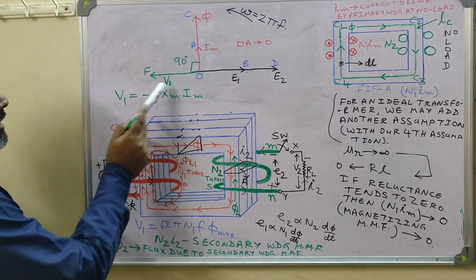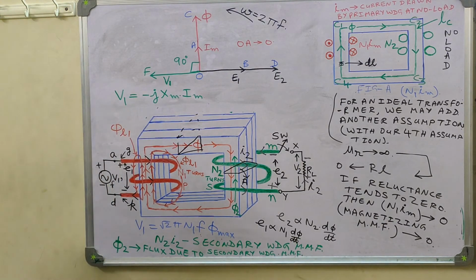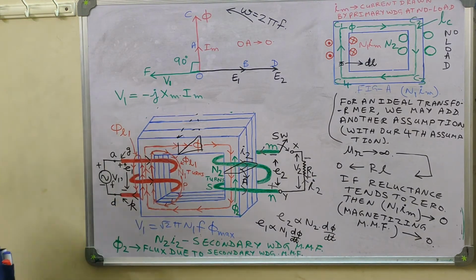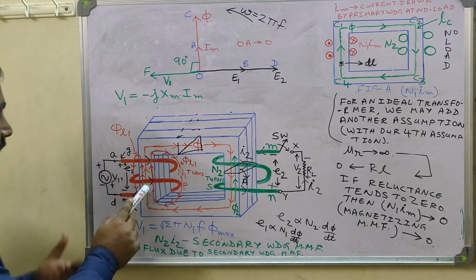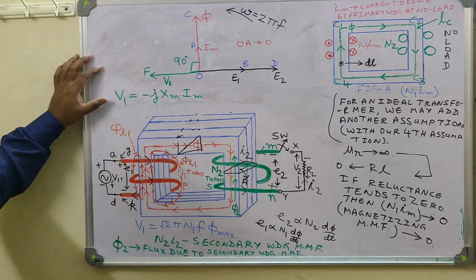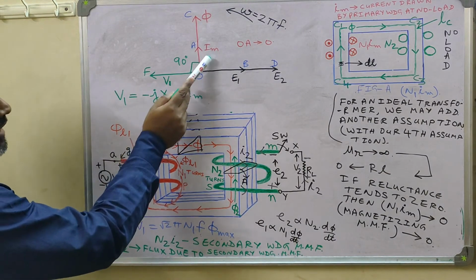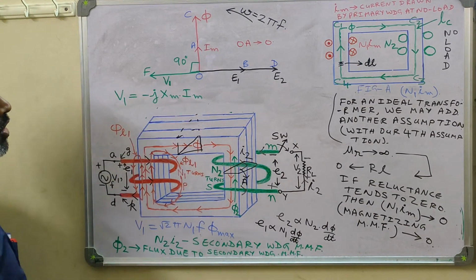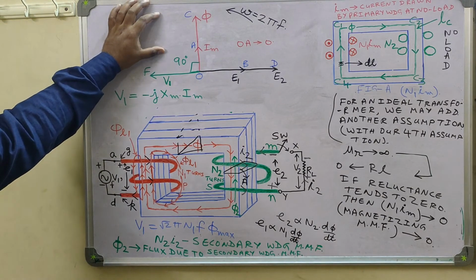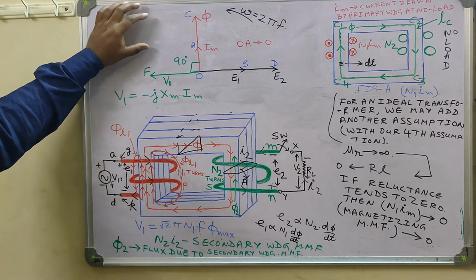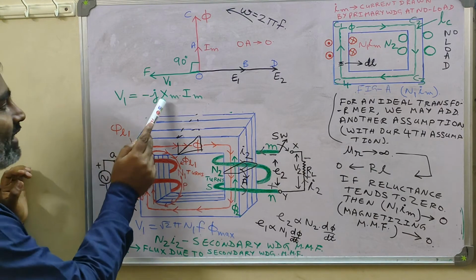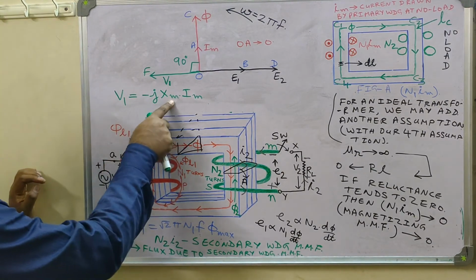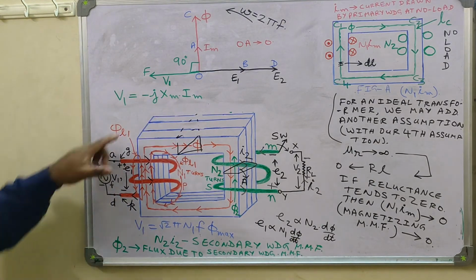What is the applied voltage? V1. What is the current drawn by the primary coil P? Im. So obviously Im is lagging the applied voltage V1 by 90 degree as per the phasor diagram. So we can model this thing by an inductive reactance only. We are modeling this by an inductive reactance which is denoted as Xm, and we call this Xm the magnetizing reactance.